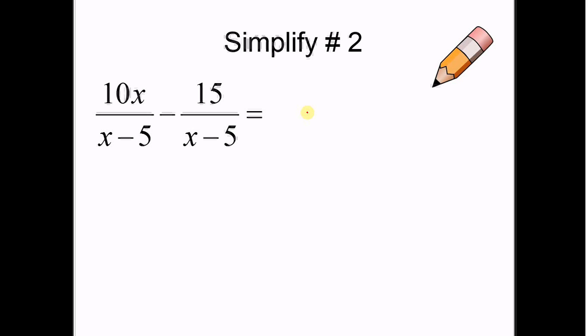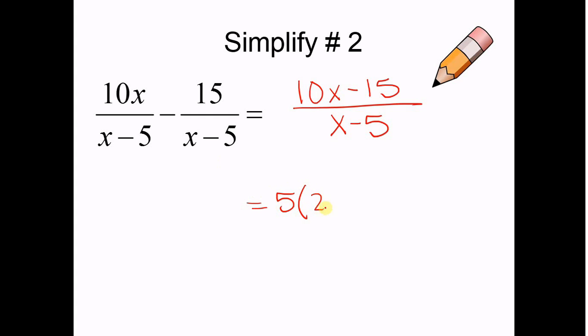What about this one? 10x over x minus 5 minus 15 over x minus 5. I have like denominators, so I'm going to add or subtract, in this case, numerators. So 10x minus 15. That is 10 cows minus 15 ducks. Can't do anything with that. So it's going to be 10x minus 15 over x minus 5. Now, I noticed something. I can take 5 out of 10x and 15. So let's take 5 out. I'm going to get 2x minus 3 over x minus 5.